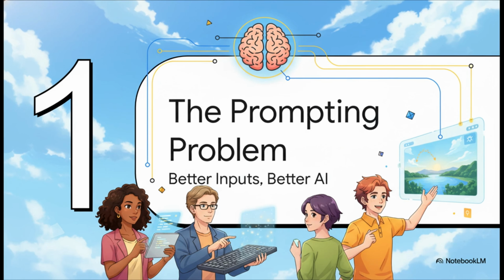And that really gets us to the heart of the issue, what I like to call the prompting problem. See, a lot of the time, the problem isn't the AI at all. It's the quality of our instructions, our prompts. It really helps if you think of the AI less like a search engine and more like a really smart but very literal assistant who needs crystal clear directions to do a good job.